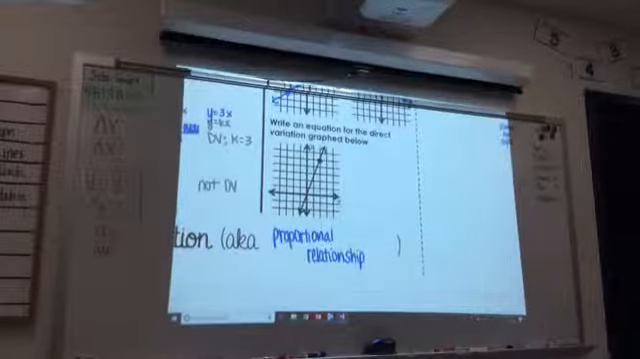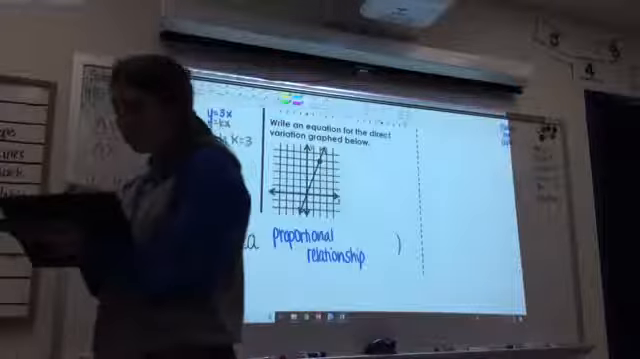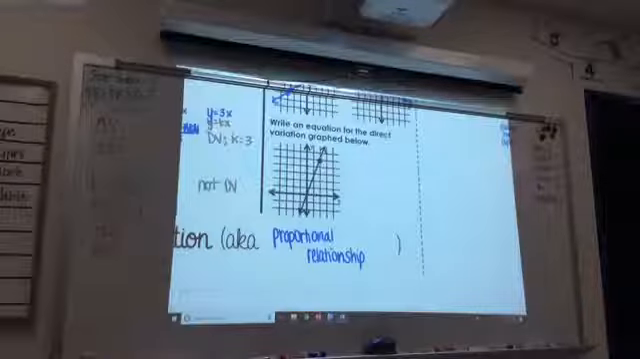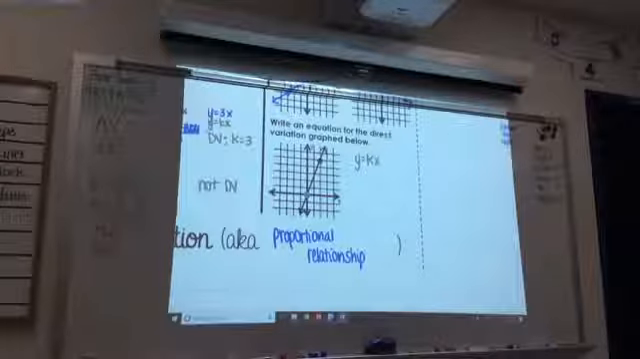Let's see how smart you are. It says to write an equation for direct variation. So what should the direct variation equation look like? Y equals, y equals what? kx. So where do we know it goes through? The origin. Then what do I need to find?